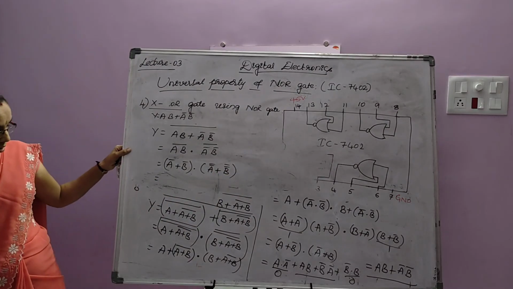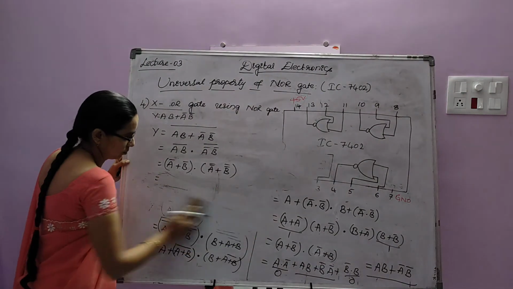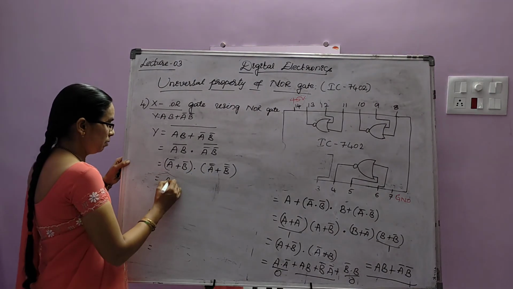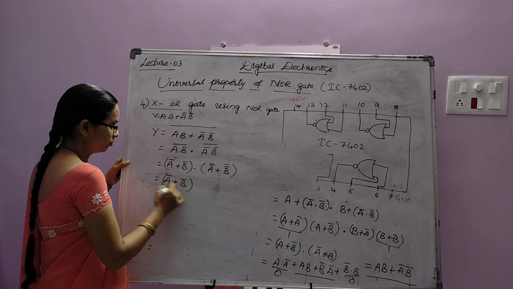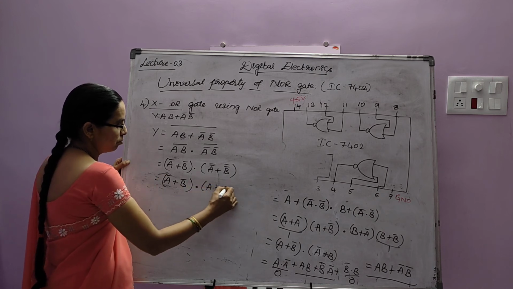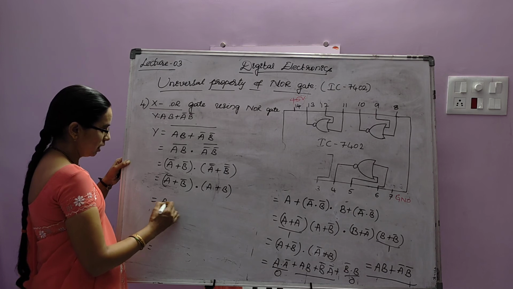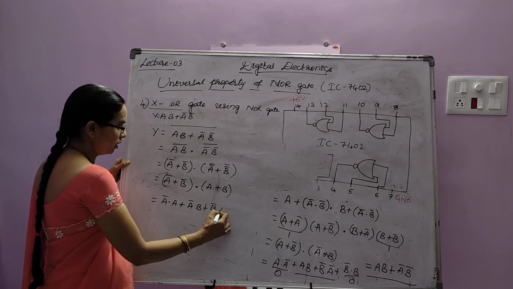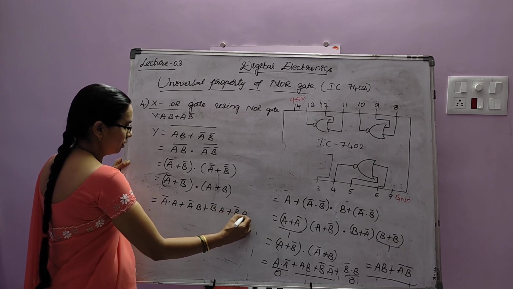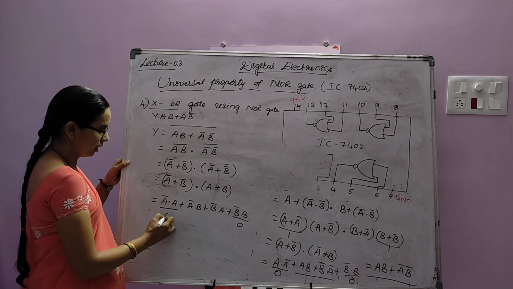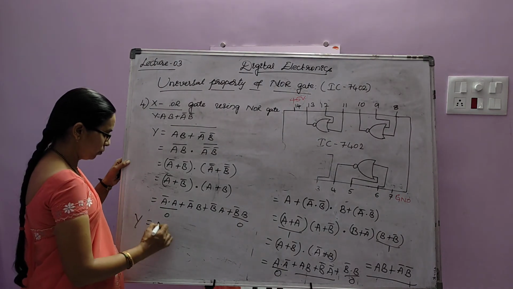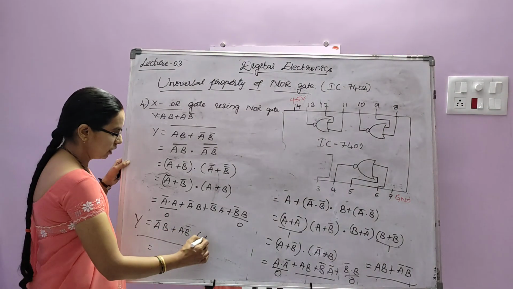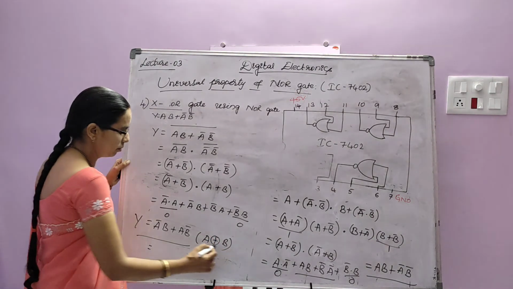So (A bar plus B bar), (A plus B) it will be. If I expand this, A bar dot A bar B, B bar A, B bar B. So this B bar B and A bar A will be 0. So Y is equal to A bar B plus A B bar, which is the output of the XOR gate, and can also be written as A XOR B.